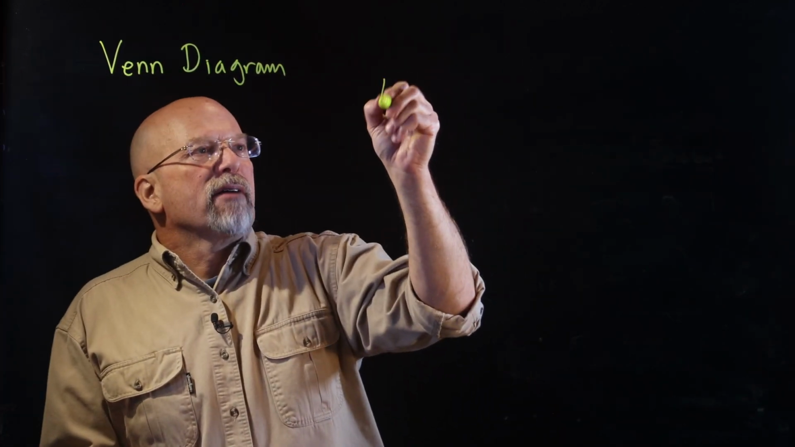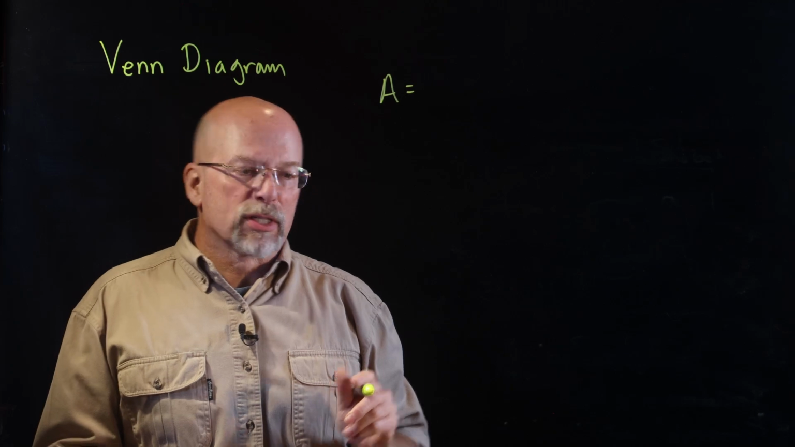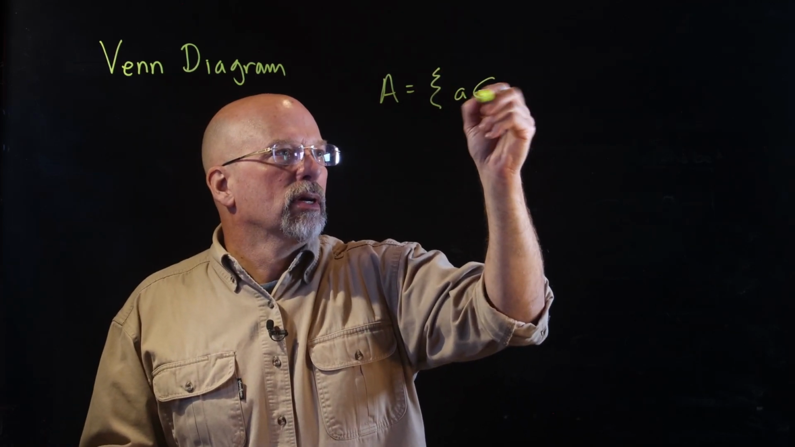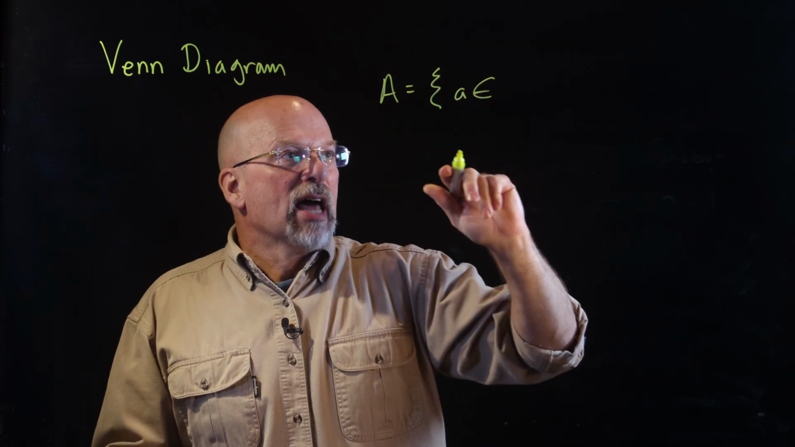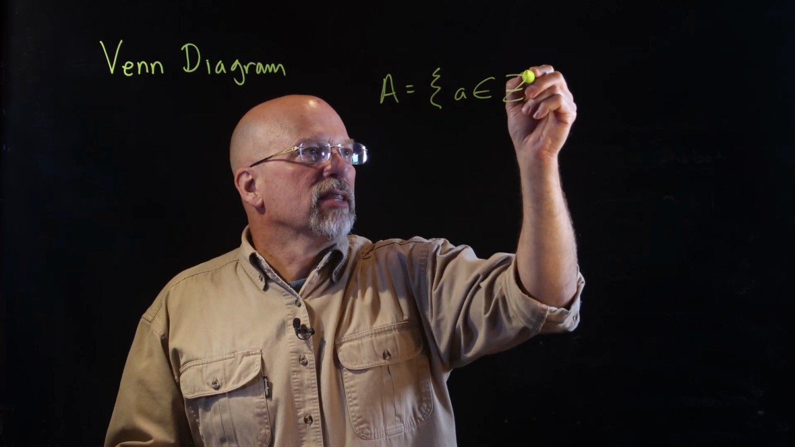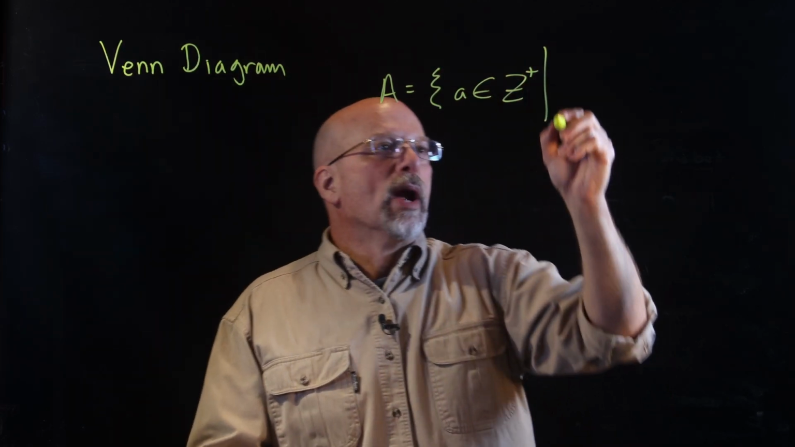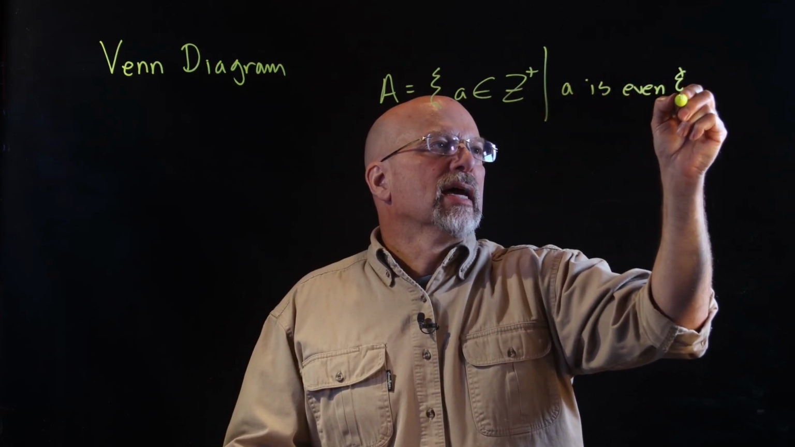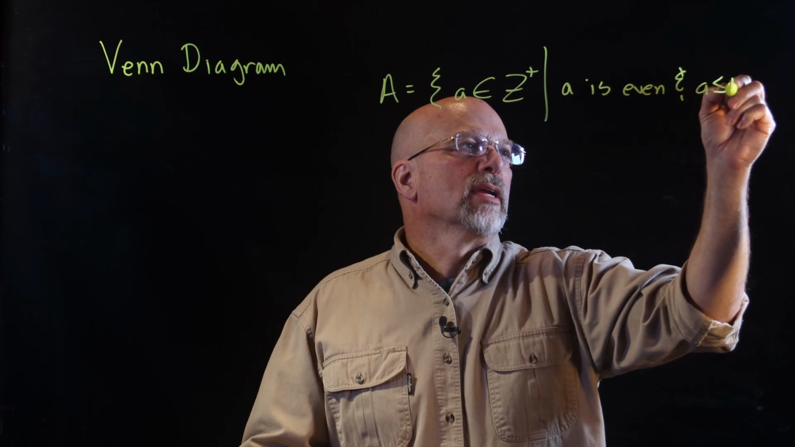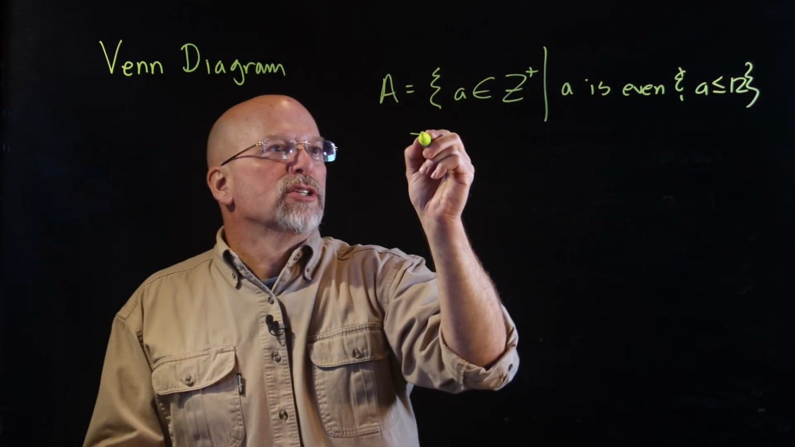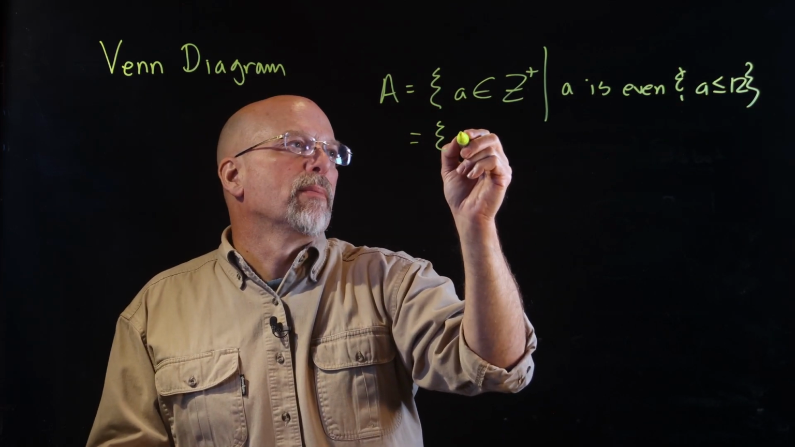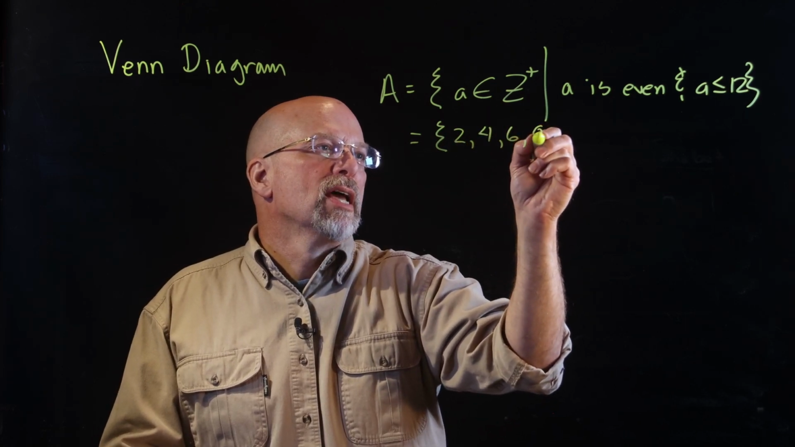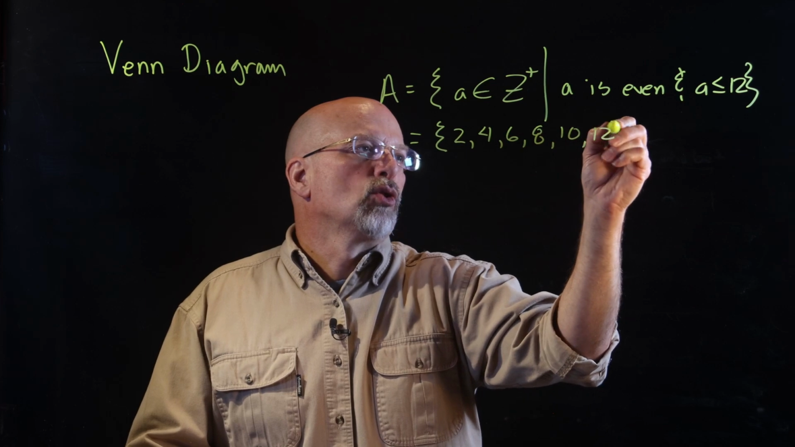Let's say that I have 3 sets. I'm also going to do this using set builder notation. Let's say that A is made up of elements a that are contained in the positive integers where a is even and a is less than or equal to 12. So that's going to give us 2, 4, 6, 8, 10, 12.